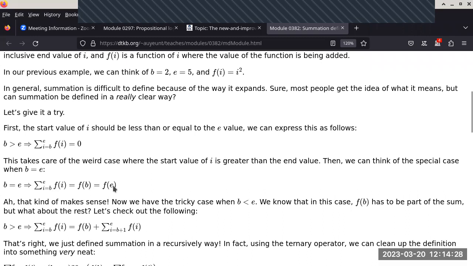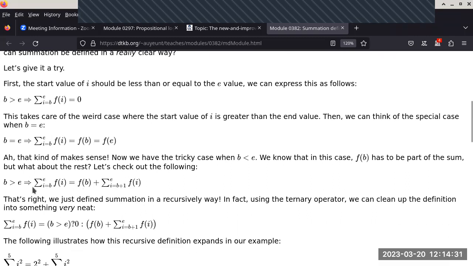Okay. So now we can make it even more general. And we can now say, let me see, did I make a mistake here? I think I did make a mistake here. When B is less than E, then the sigma notation is F of B plus the rest. Okay, so let me make changes to the note first because this is incorrect.